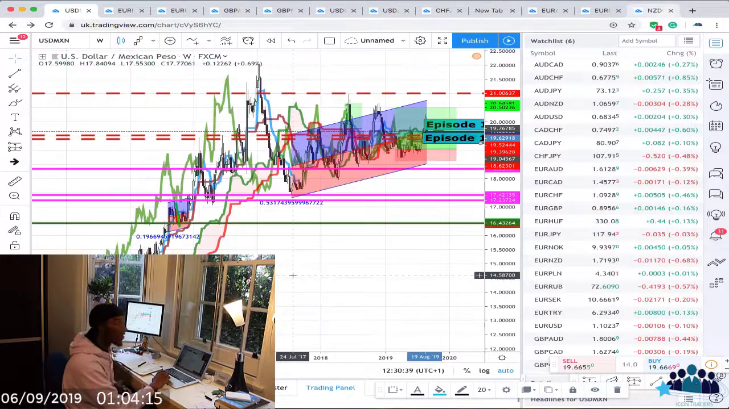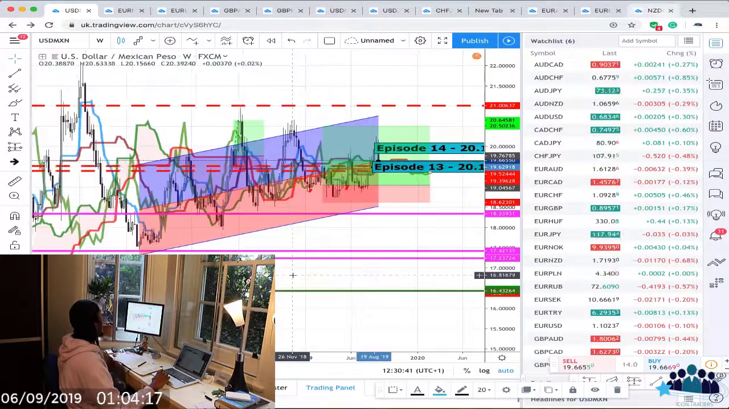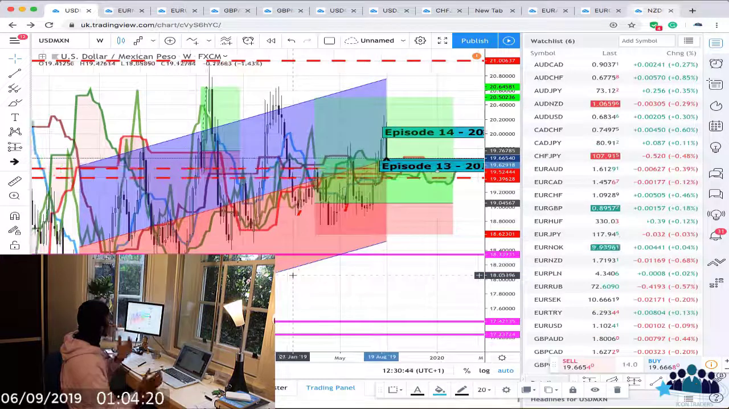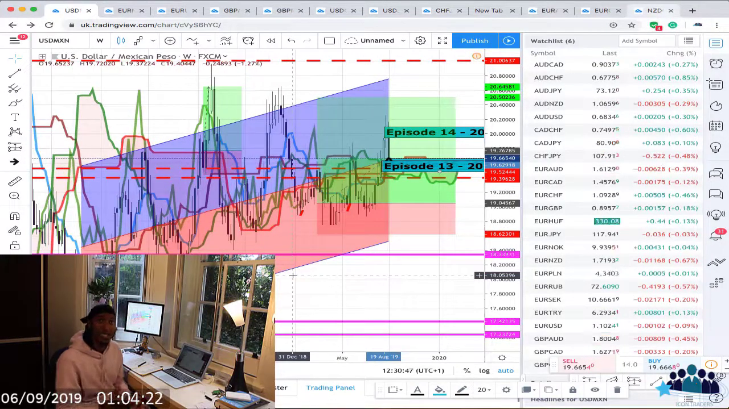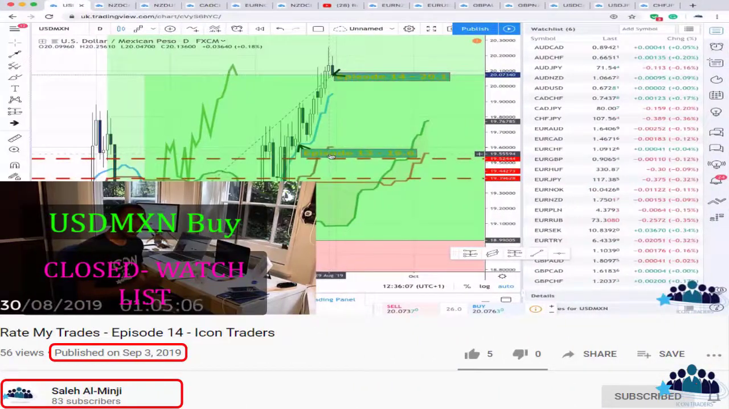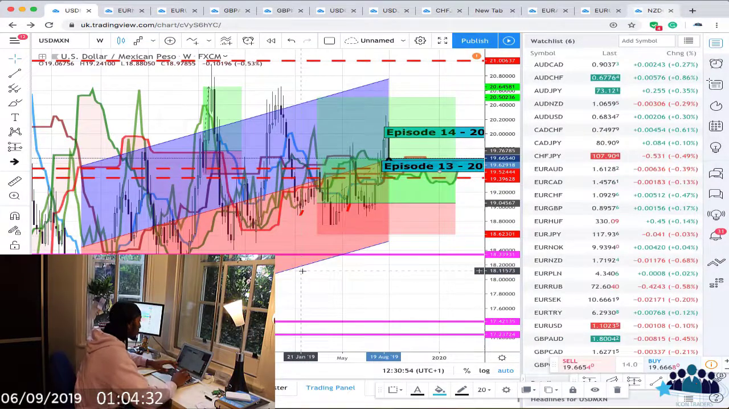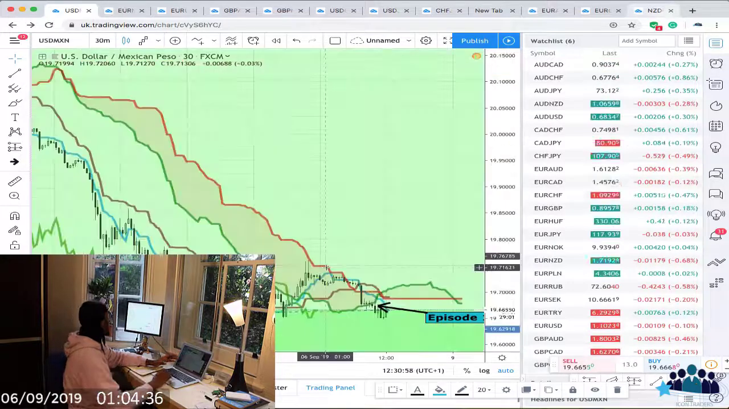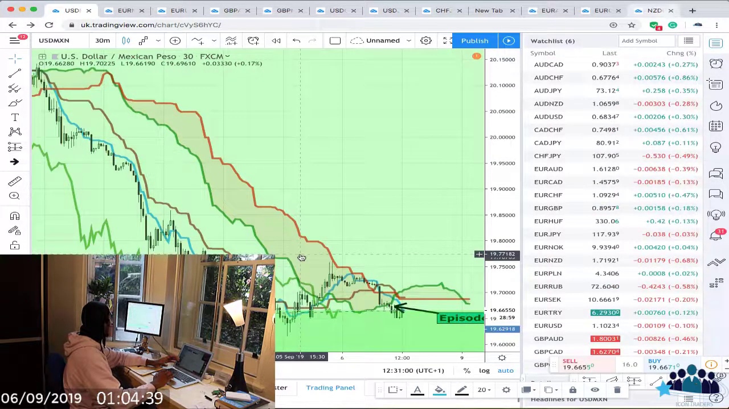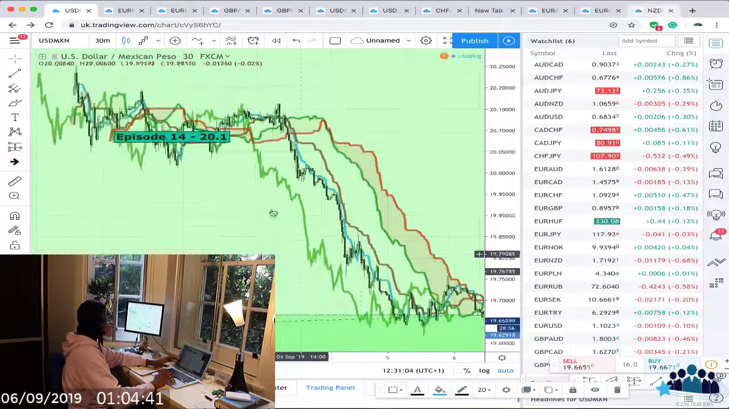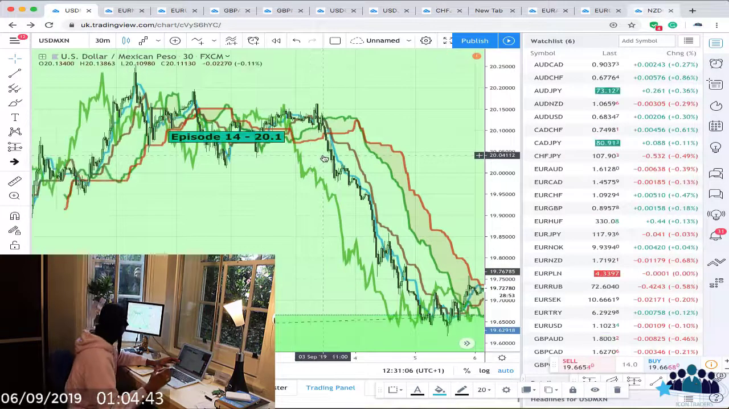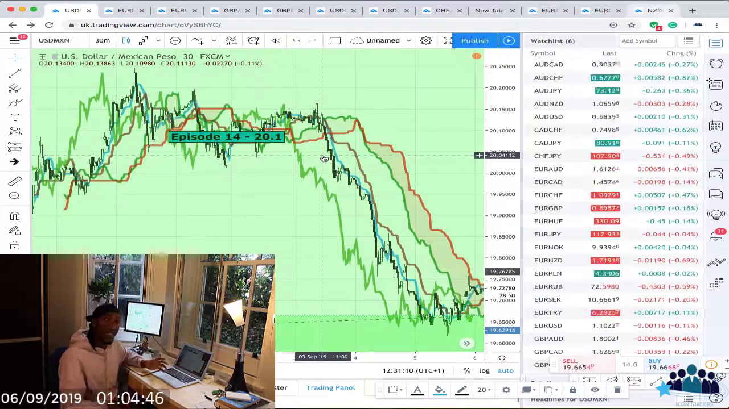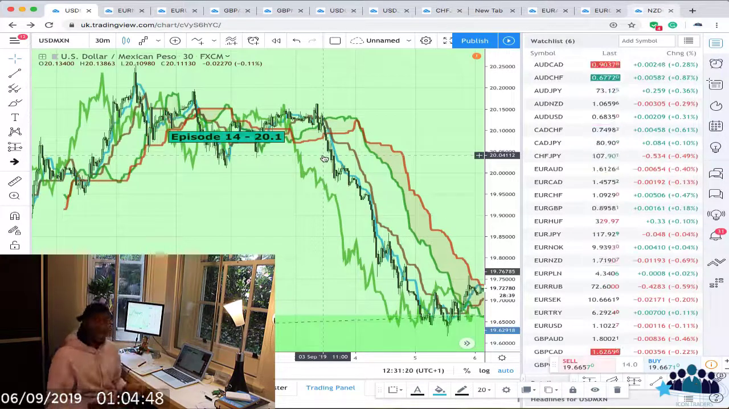So the first trade that we're going to look at is USD MXN. If you can remember exactly how this trade looked in last week's episode, the screenshot's going to come up on the screen now. You will see that over the period of the last week, we have seen some retracement in the markets. On the 30-minute chart, you can see that since the 3rd of September, we did see a decrease in the rates of the USD MXN.